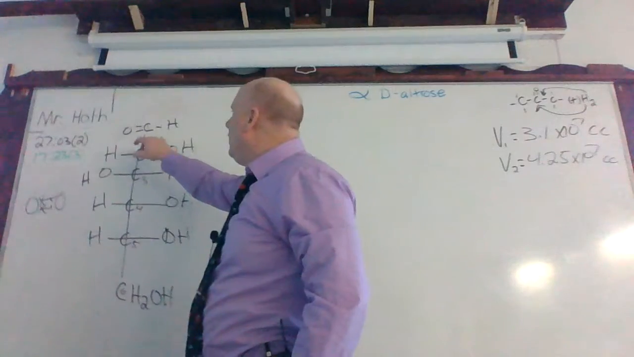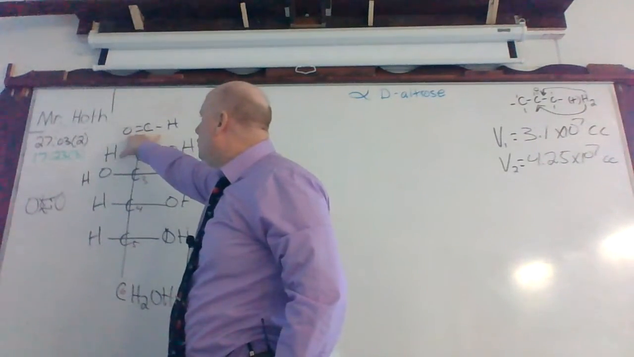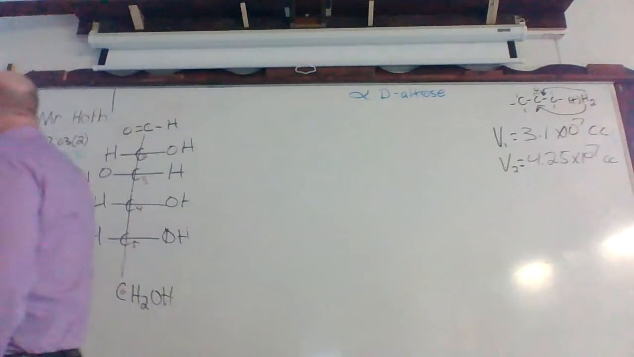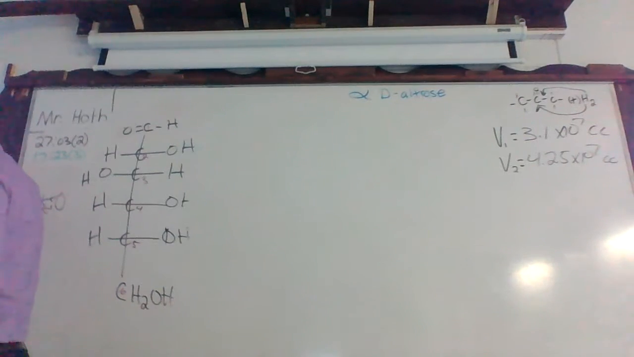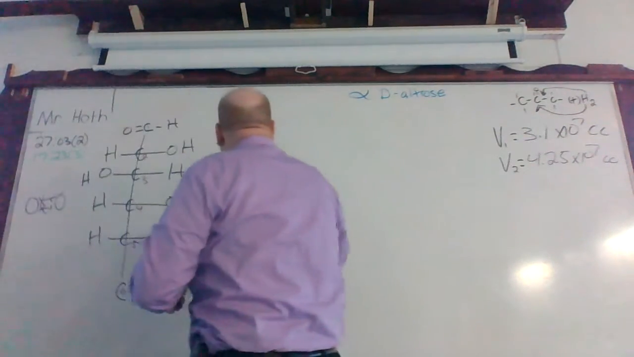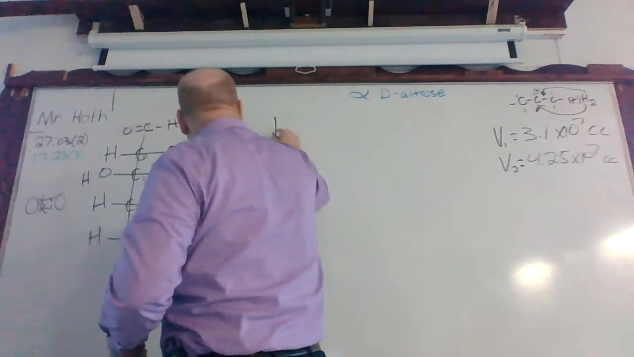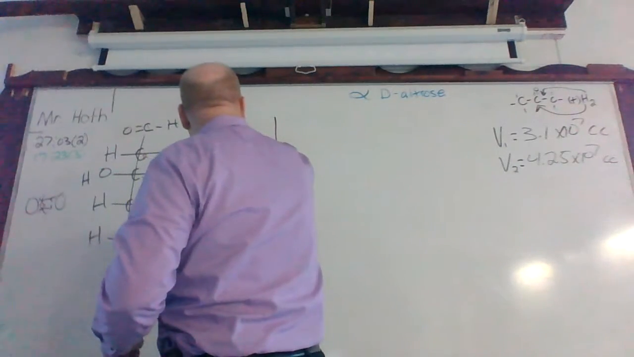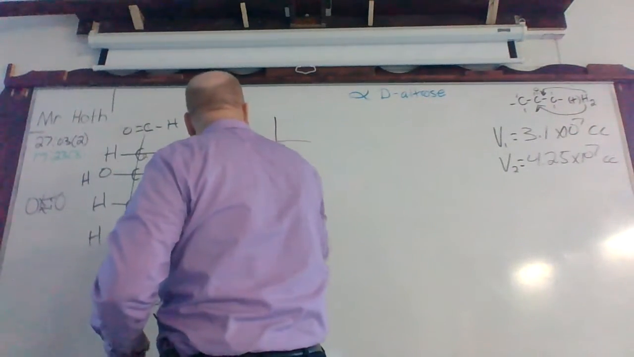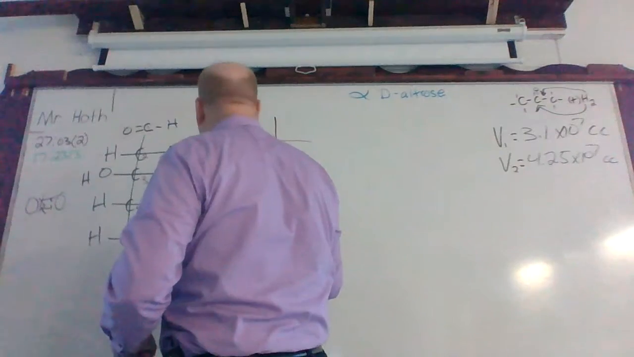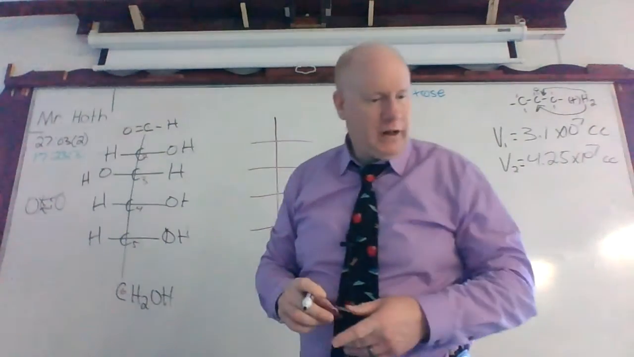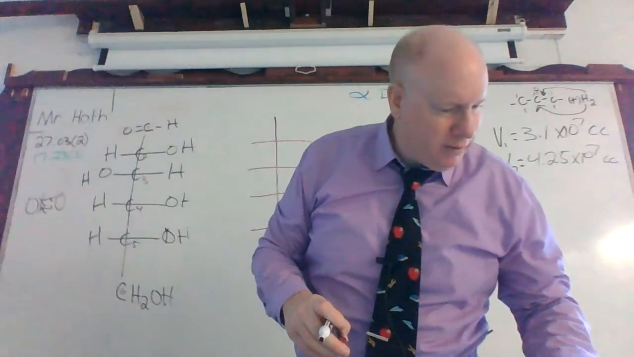So this is an aldose sugar, which it is. Well, then if we see something like this, I think there's only 4.